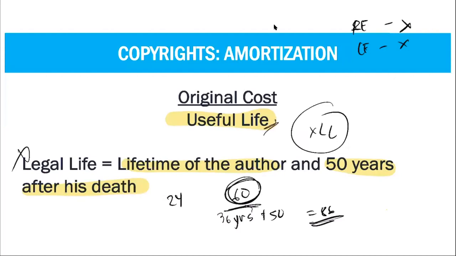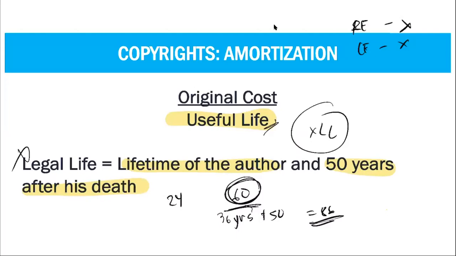So normally a textbook has a useful life of 1 year. As you can see, the editions always change every year. So that's how the copyrights work. So instead of legal life, we use your useful life. Just take note, for theoretical purposes, it is the lifetime of the author and 50 years after his death. So in our example, I'm 24, and 60 years is my estimated life. So 36 years plus 50, 86.